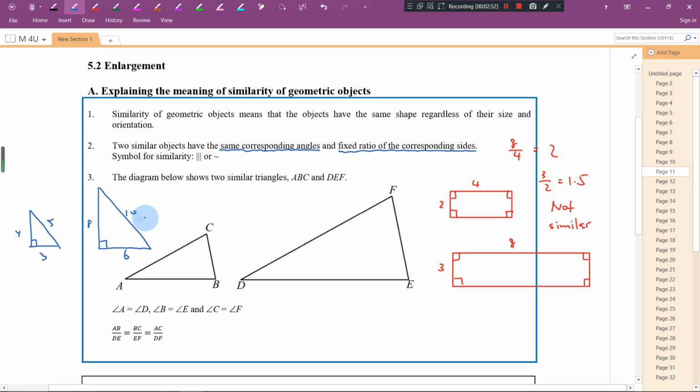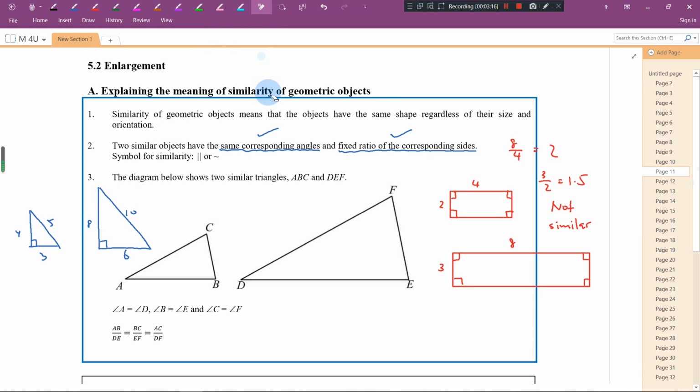For example, in this case, 10 divided by 5, you get 2. 8 divided by 4, you get 2. 6 divided by 3, you get 2 as well, fixed ratio. They have this property, then we know their corresponding angles must also be the same. Then we can make a conclusion that these two triangles are similar.